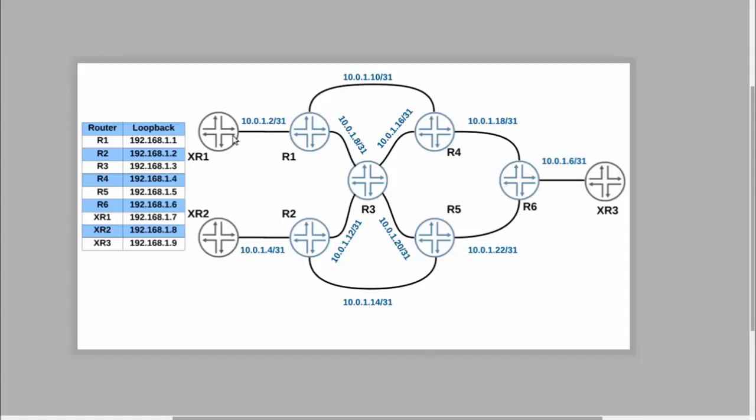Then we have XR1, XR2, and XR3, and they're going to be speaking eBGP to our internal network here, so that we've got some external destinations to play around with. We'll turn to this lab again and again to illustrate some of these routing concepts for this group of videos aimed at aiding your revision for the JNCIS Service Provider exam.